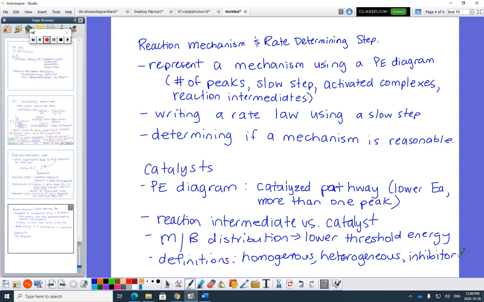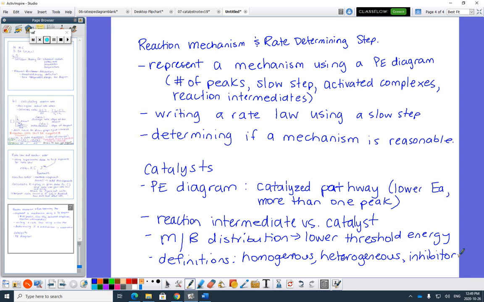Know the general location of activated complexes and reaction intermediates. Again, you're not going to have to try to make those up or anything like that. Now you can write the rate law using the slow step, and the coefficients become the exponents. And then the 3 criteria for determining whether a mechanism is reasonable.